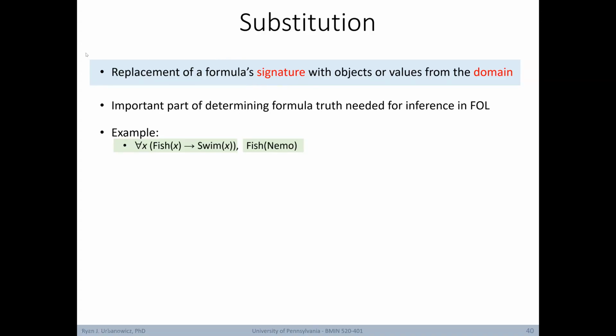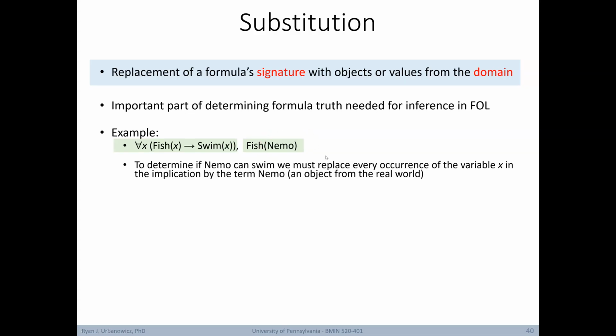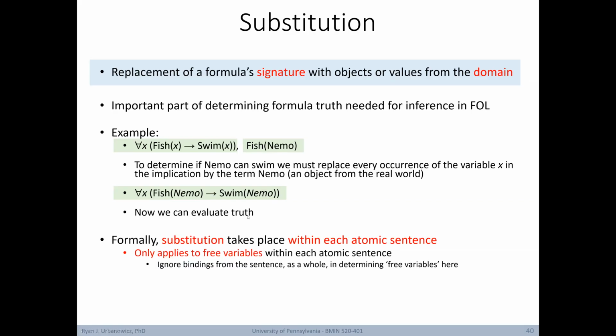Here's a quick example. If we have the following formula, for all x, if x is a fish, then x can swim. Let's now substitute x with the value of Nemo. To determine if Nemo can swim, we must replace every occurrence of the variable x in the implication by the term Nemo, an object from the real world. This gives us, for all x, if Nemo is a fish, then Nemo can swim. Now we can evaluate the truth.